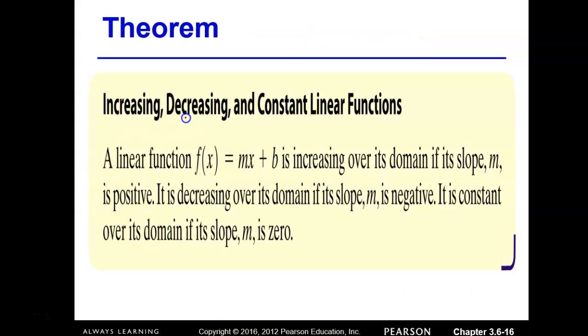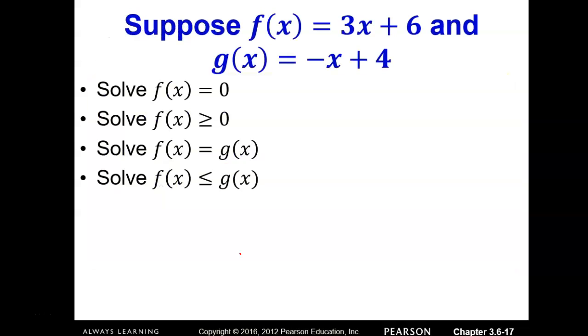So just a theorem to know what we already said. A linear function is increasing over its domain if the slope is positive. It is decreasing if the slope is negative. It is constant if the slope is 0. So we can do a bunch of stuff with the function, doing operations. So make sure you follow the directions.